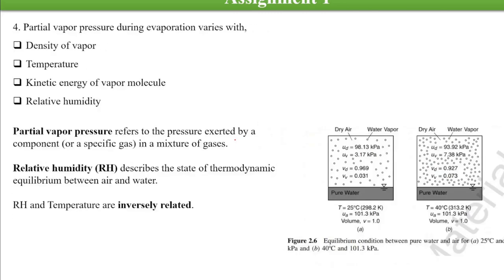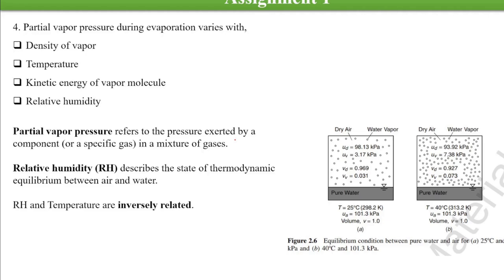The fourth question of the assignment talks about how the partial vapor pressure during evaporation varies with, right? The partial vapor pressure is basically, if there are several gases, there is a separate vapor pressure for different gases. That represents the partial vapor pressure of a particular component or particular gas, right? The first option is the density of the vapor. The density of the vapor mainly depends on the temperature conditions, etc.